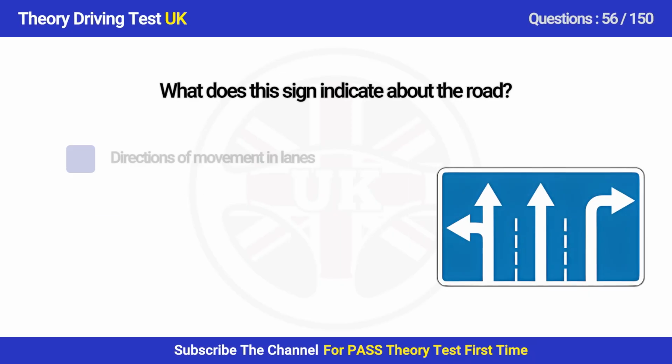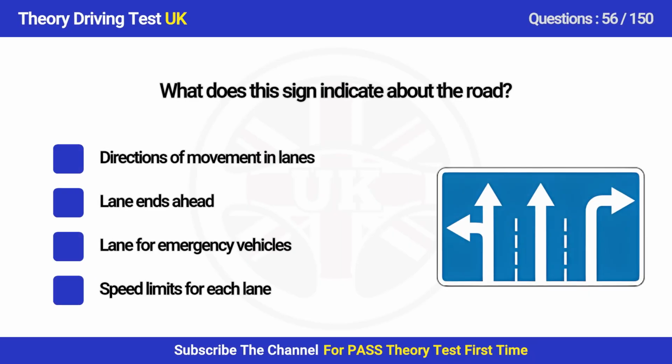Question 56. What does this sign indicate about the road? A. Direction of movement in lanes. B. Lane ends ahead. C. Lane for emergency vehicles. D. Speed limits for each lane.